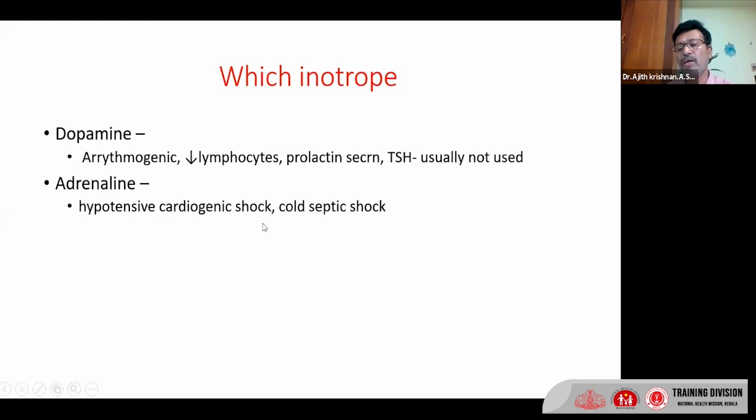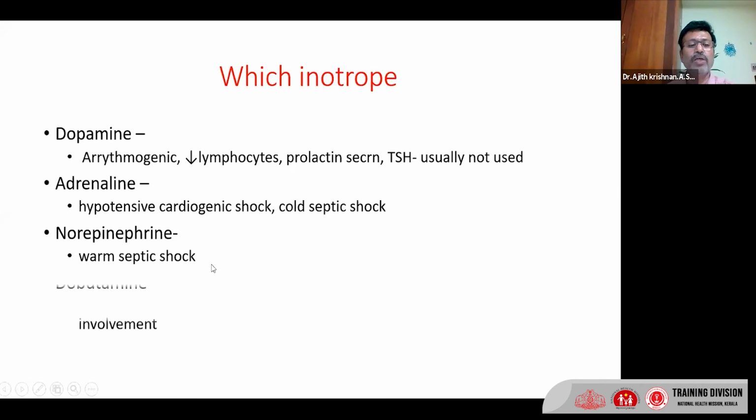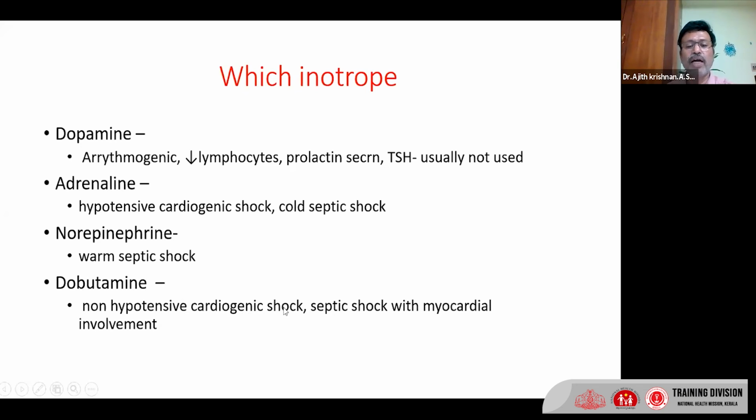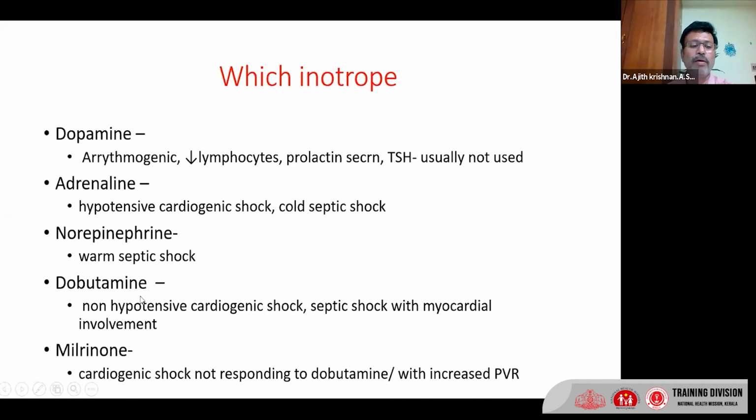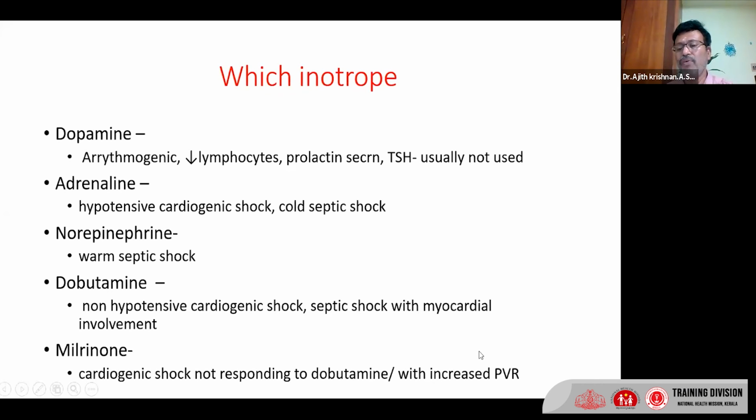Also in a cardiogenic shock, when the BP has come down, or in a cold septic shock, adrenaline is the inotrope to use. And norepinephrine when it is a warm septic shock, and dobutamine in a non-hypotensive cardiogenic shock where the BP is maintained. Septic shock with myocardial involvement, there also you can use dobutamine. Milrinone, for cardiogenic shock not responding to dobutamine or septic shock with increased peripheral vascular resistance. So you have to look at the periphery, and if you want more circulation to the periphery, you can use dobutamine and milrinone in case of septic shock.